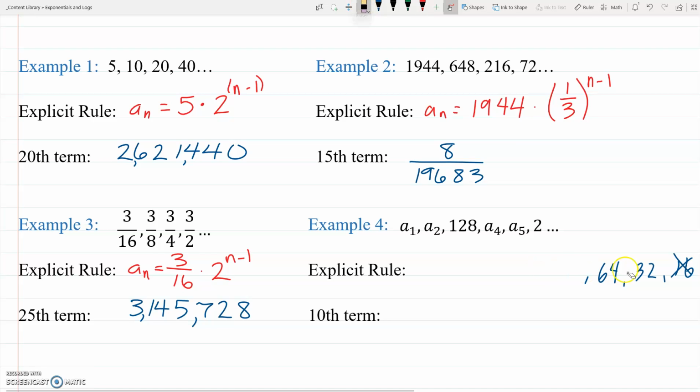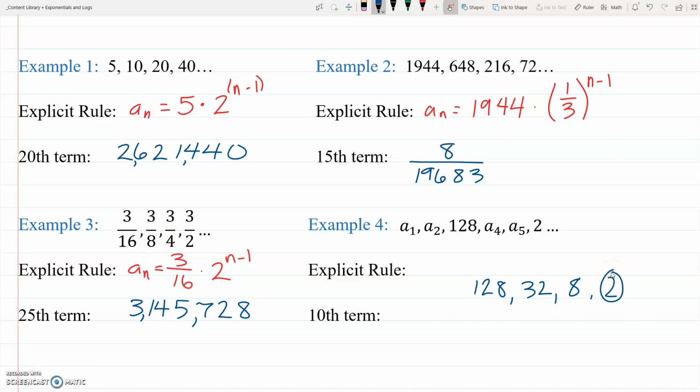I don't even think 128 is divisible by 3. It might be. So I'm going to guess 4. If I did 128 divided by 4, I'm going to get 32. If I do 32 divided by 4, I get 8. 8 divided by 4, I get 2. Yay! There's my pattern.